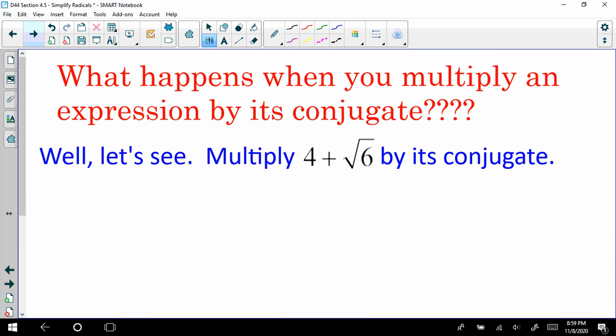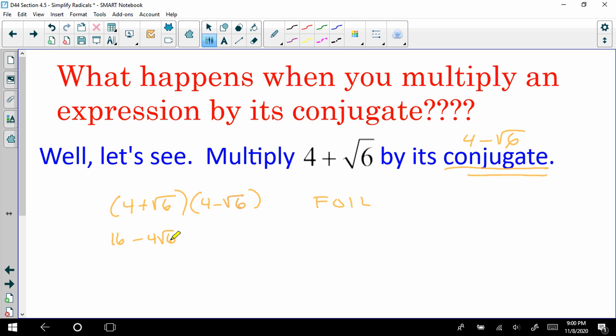All right, so it says what happens when you multiply an expression by its conjugate. Let's multiply 4 plus radical 6 by its conjugate. If I have 4 plus radical 6, that's the original, and I multiply it times its conjugate, the conjugate would be 4 minus radical 6. So that's what I'll put in my second set of parentheses. And then from here, you're going to FOIL. 4 times 4 is 16. Positive times negative is negative. That would be -4 radical 6.